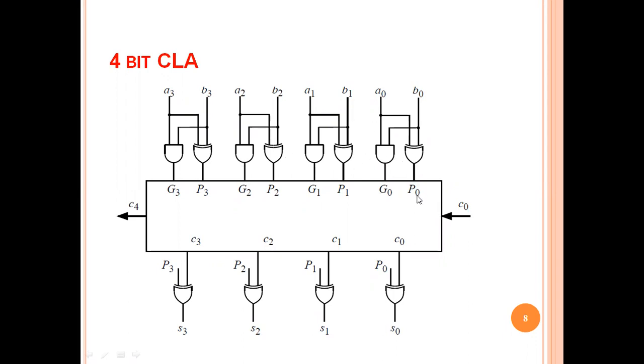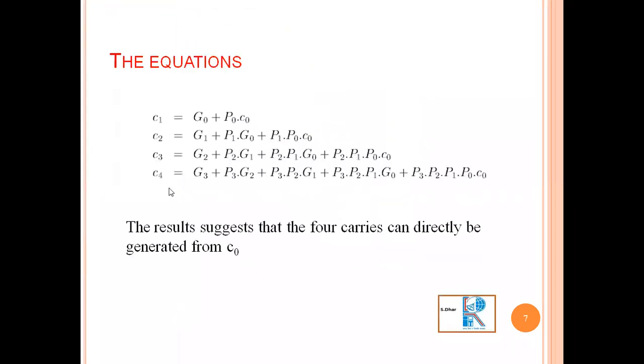Which operation? For getting the outputs of P0, G0, P1, G1, P2, G2, P3, G3 within one gate delay. This is only one gate delay. Why? Because they are doing the operation in parallel. So after just one gate delay, we will get the outputs G3, P3, G2, P2, G1, P1, G0, P0. After one gate delay, then comes this circuit. What will this circuit do? This circuit will do nothing but the AND operation and OR operation.